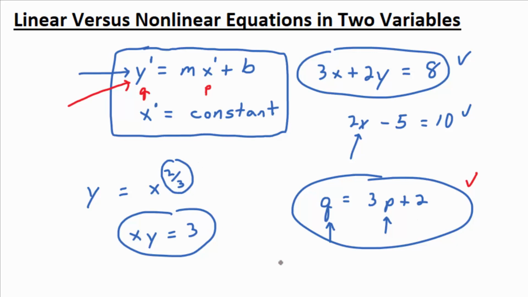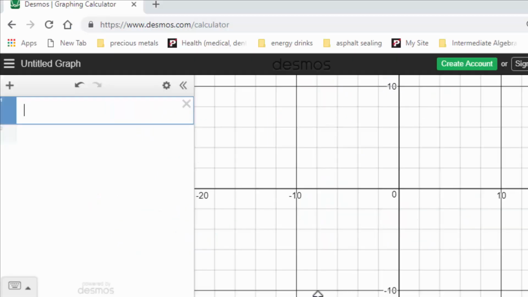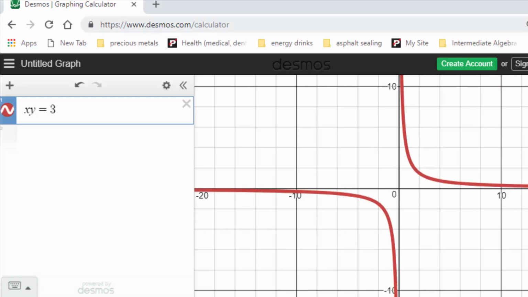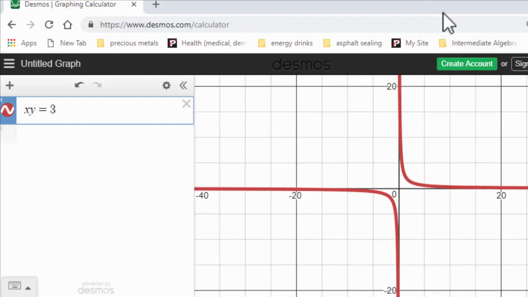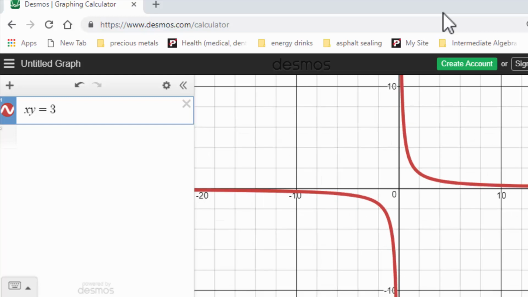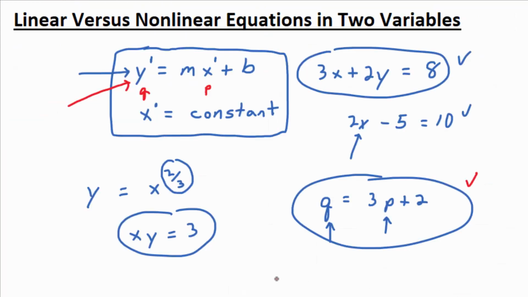These guys aren't. If you're not sure, you could always go to Desmos, type in, say, x times y equals 3, and you can see right away that this graph actually has 2 branches to it, and neither one looks like a line. So it's got to be a nonlinear equation. So if all else fails, you could graph it, but you should be able to recognize just by looking at it, oh, there's no way I could write this equation and make it look like either of these two equations. So it's not going to graph to be a line.